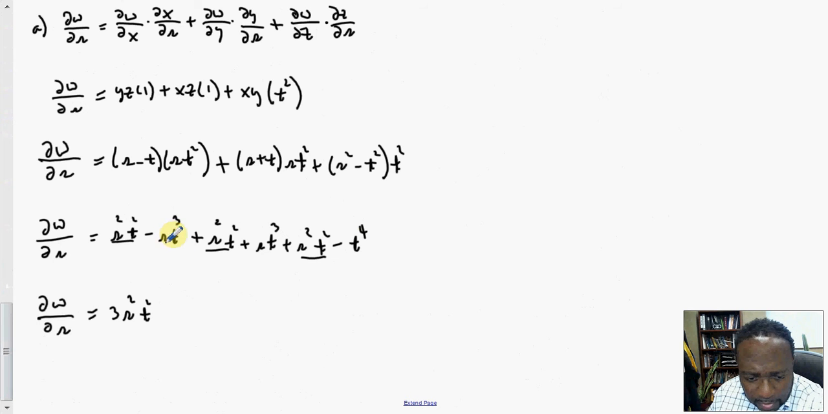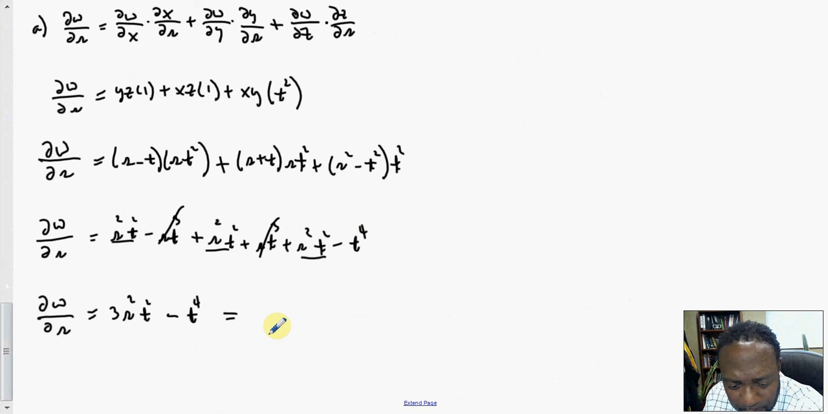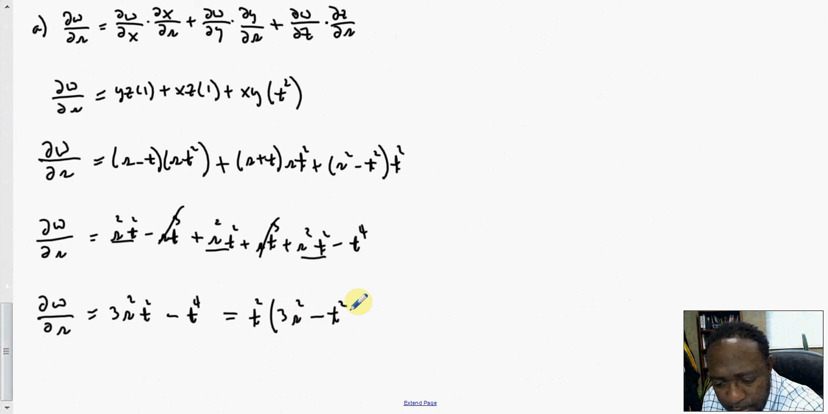And then what about the s t cubed? That's minus and that's plus, so they cancel out. And then we have left a minus t to the fourth. It doesn't matter how you write it; you could write that as t squared times 3 s squared minus t squared.